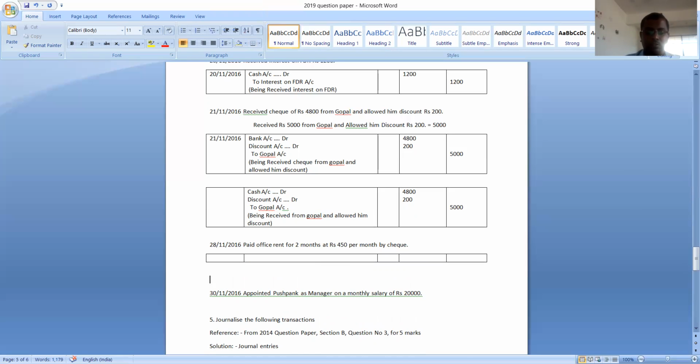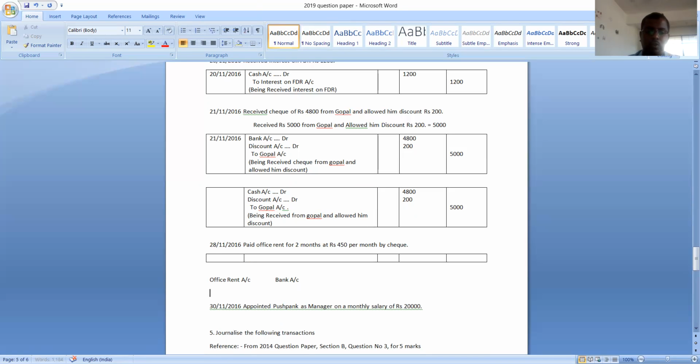So which are the two accounts here? One is rent account. You can specify it like office rent account. And another one is which account? Another one is actually bank account, because here we are not paying that office rent in the form of cash. We are paying it in the form of check. Check means which account will come? Bank account will come.